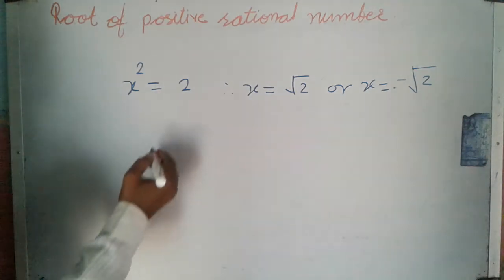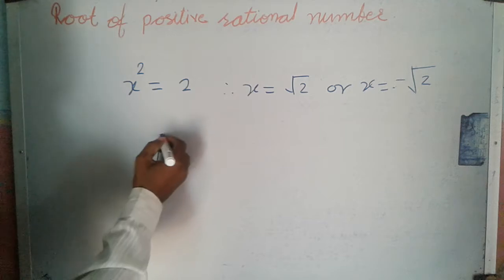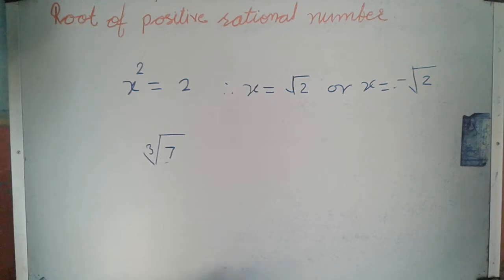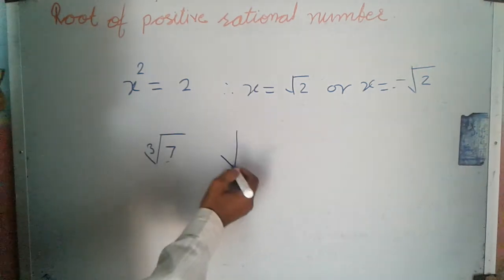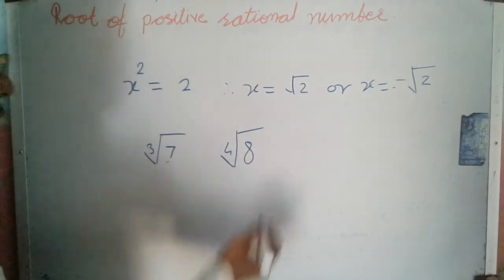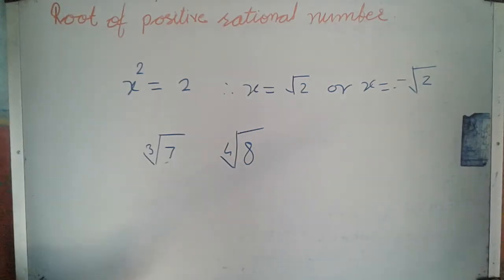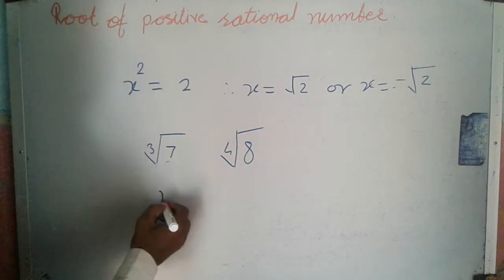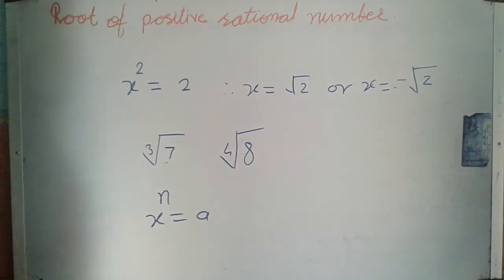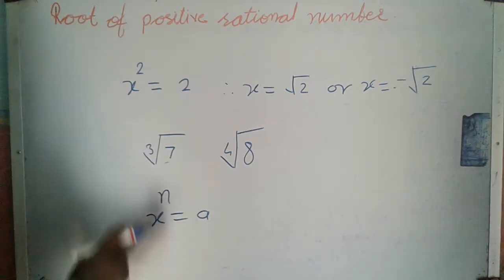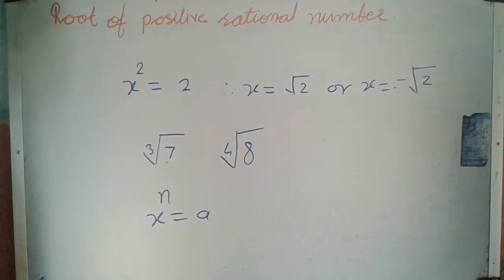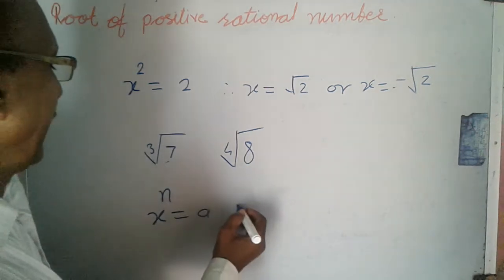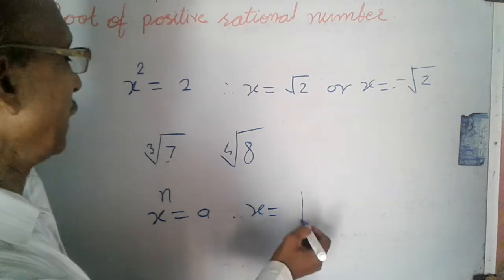Similarly, the cube root of 7 is also an irrational number. The fourth root of 8 is also an irrational number. So suppose in this, n is a positive integer. So n is positive, and x raised to n is equal to a. After taking the nth root we get x is equal to nth root of a.